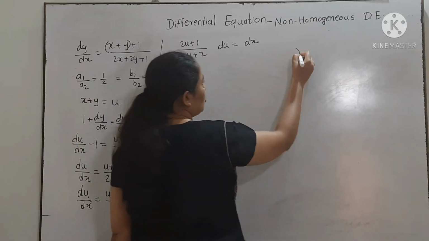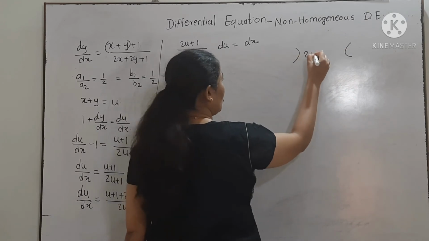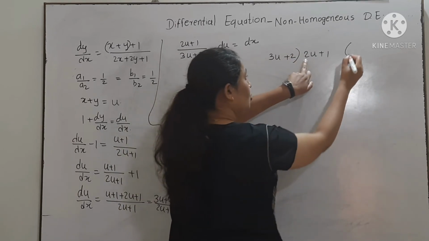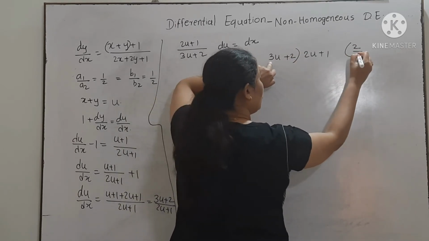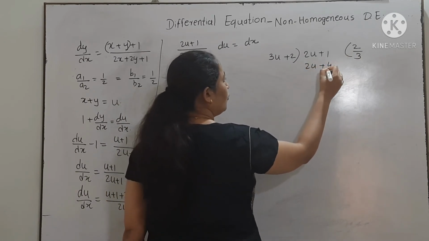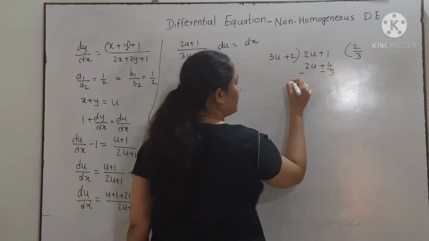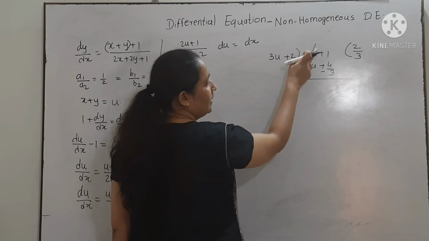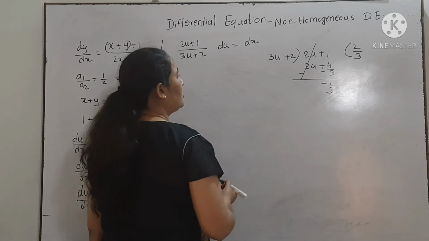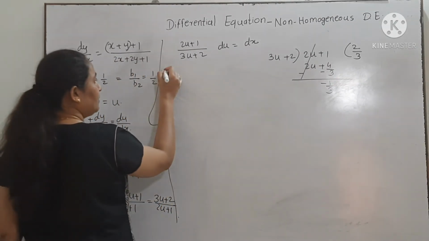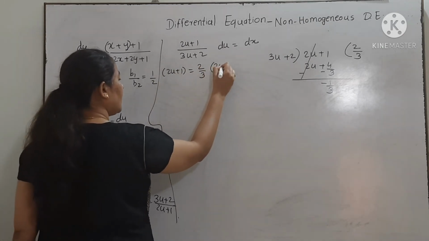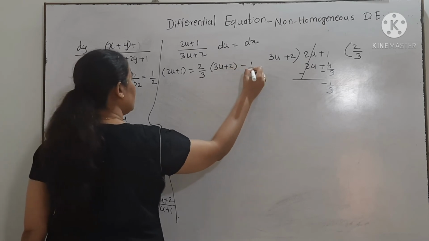Now if I carry out actual division of polynomials, 2u plus 1 divided by the factor 3u plus 2. We want 2. We don't want 3. So the quotient will be 2 by 3. So it is 2u plus 4 by 3, minus plus, 2u minus 2u cancel. 1 minus 4 by 3 is minus 1 by 3. So again, if you use the relation between dividend, divisor, quotient and remainder, you will get 2u plus 1 equal to 2 by 3 in bracket (3u plus 2) minus 1 by 3.